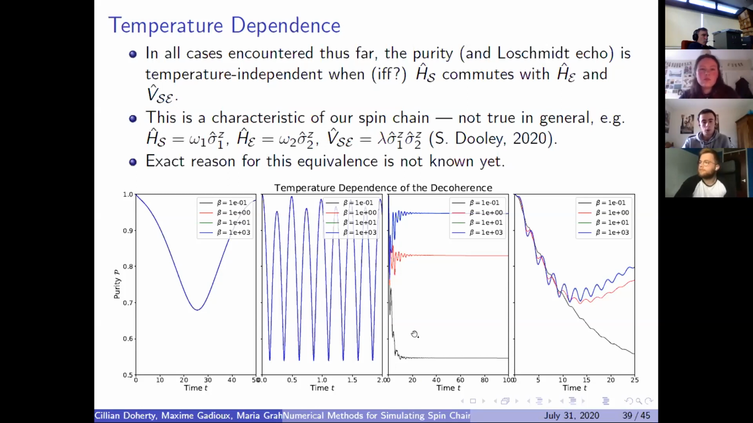Also, an important detail: here we see that the decoherence is far lower for smaller beta, so for higher temperatures, which is exactly what we would expect from thermodynamical arguments. And furthermore, as I mentioned, the green curve is pretty much hidden under the blue curve. So beta equals 10 and beta equals 1000 is basically no difference, which is why we can use beta equals 1000 to approximate the ground state of the environment.